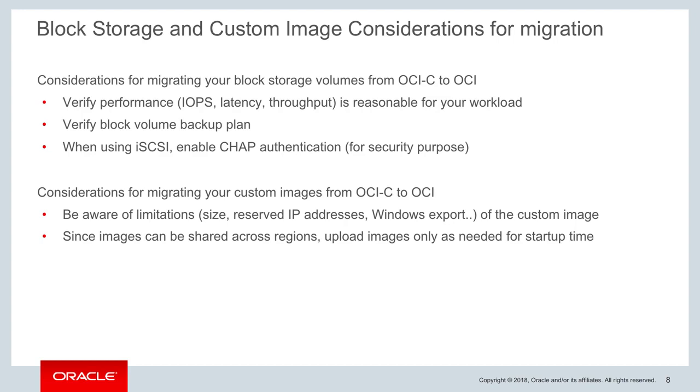When using iSCSI, we recommend you enable CHAP authentication for security purposes. Be aware of limitations, namely size, reserved IP addresses, whether the instance is Windows image or not when you're looking at migrating custom images from OCI Classic to OCI. Since images can be shared across regions in OCI, you just need to upload your image only as needed for startup time.